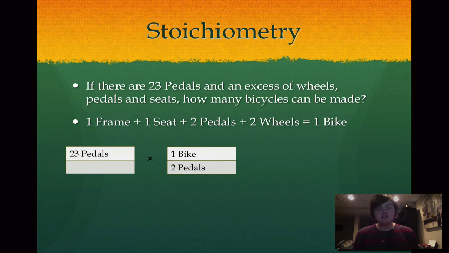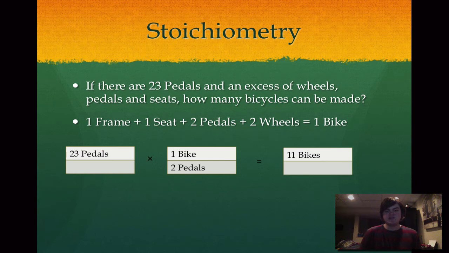Next, we need to look at, are we where we want to be? What is the question asking? In this case, it's how many bikes can be made. If we look at our units, we would now be in bikes, so we can put an equal sign, go through the calculation, and the answer is 11 bikes. It's not 11 with a remainder of 1, although there would be 1 extra pedal. We can make 11 complete bicycles.